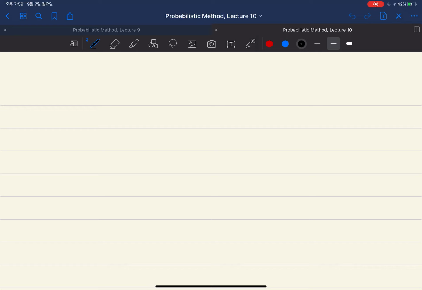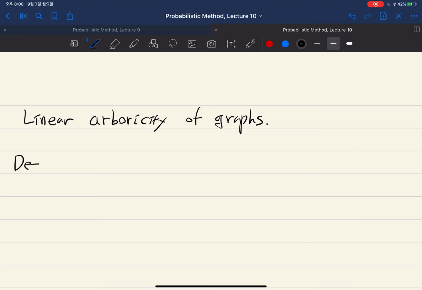So the next example that we're going to cover is about the linear arboricity of a graph. So what is linear arboricity? When we say a linear forest, it is a forest which is a disjoint union of paths.